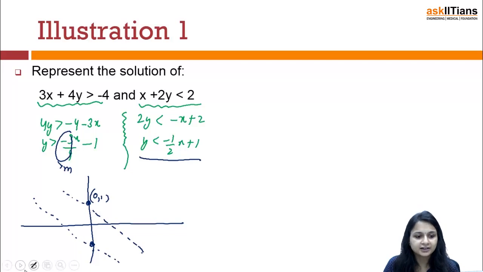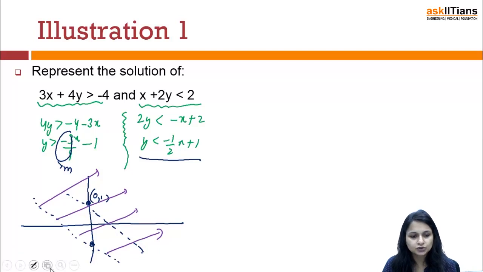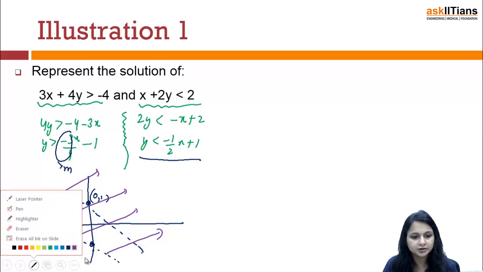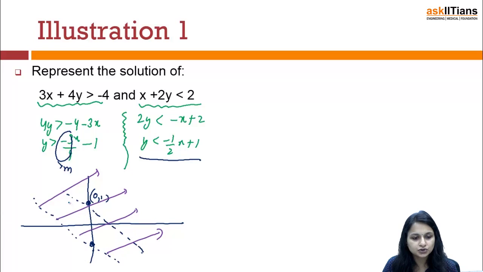In the first case, how can I represent my solution? It is y greater than. So this will be solution. In the next case, it is y less than. So I may say that it is downward. Okay, so it will be solution below the line. So you can see that overlapping region is between these two lines. So these will be my solution.